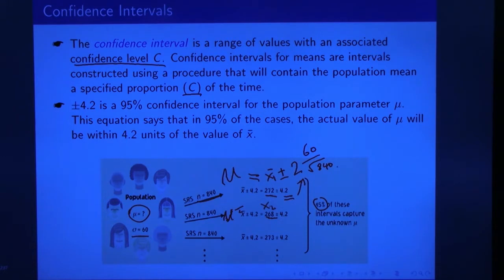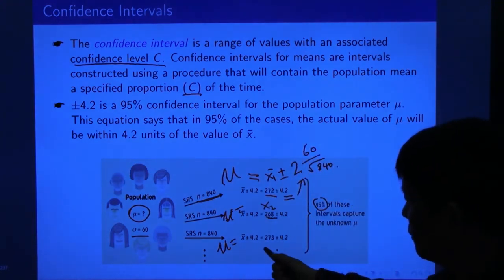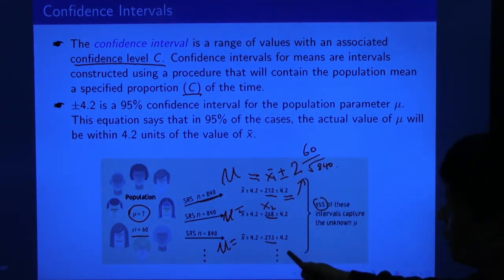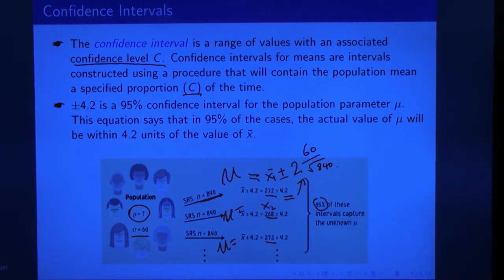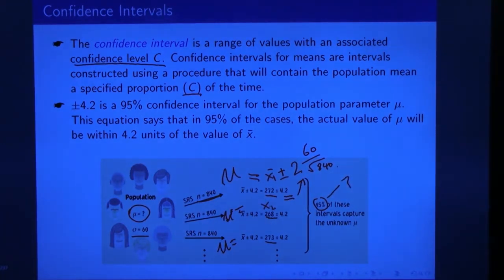If we take the third simple random sample, then we can conclude that mu equals the mean of this sample, which equals 273, then plus minus the same number, 4.2. Then how to understand this? We're confident at 95%. Or we say we are 95% confident.